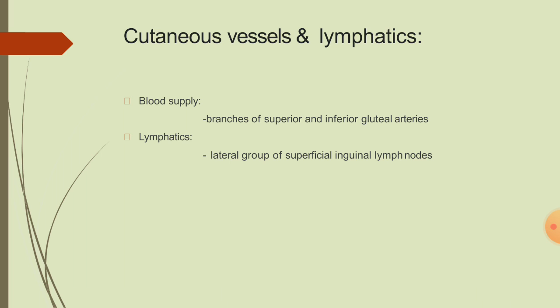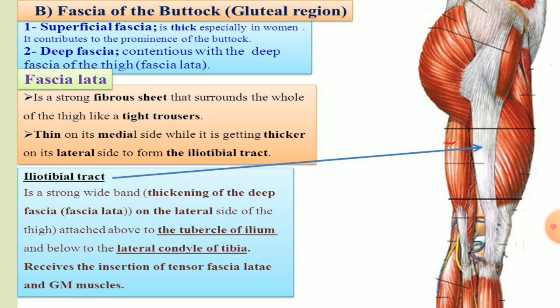Then the cutaneous blood supply in the gluteal region is via branches of the superior and inferior gluteal arteries, and lymphatics drain into the superficial inguinal group of lymph nodes. Now the fascia of the buttock region. The superficial fascia is thick, especially in women as we discussed earlier, and the deep fascia is contiguous with the deep fascia of the thigh, that is the fascia lata.